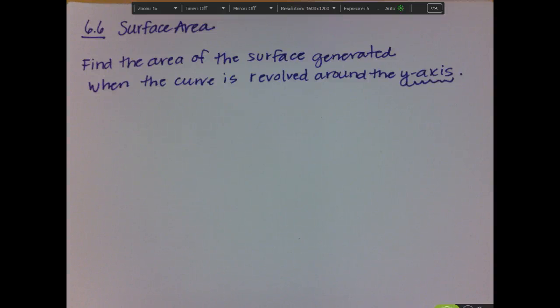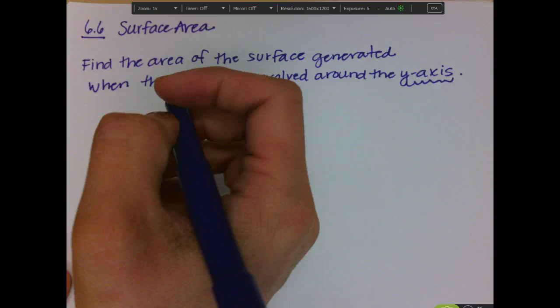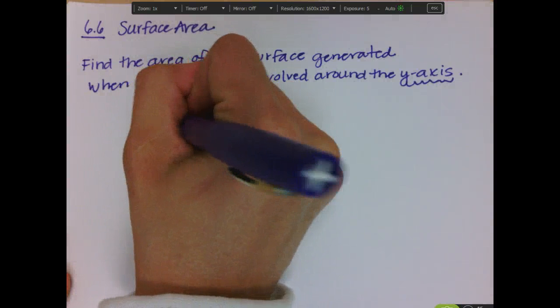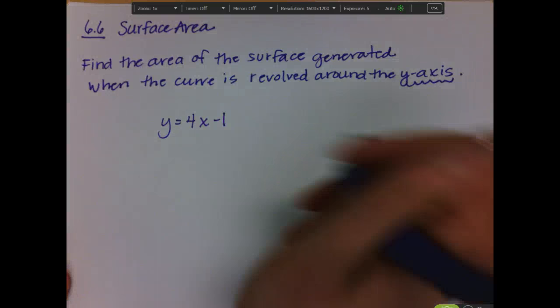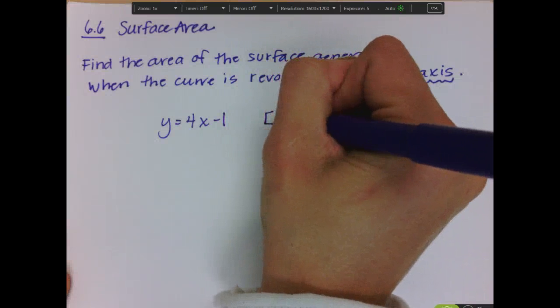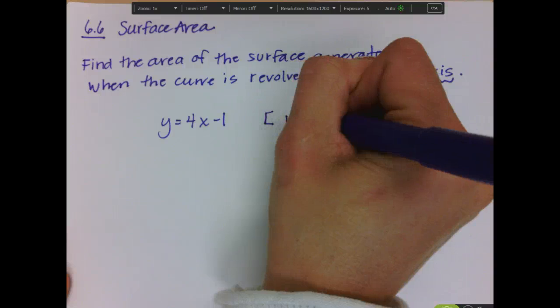Video for section 6.6, finding surface area. We're going to find the area of the surface generated when a curve is revolved around the y-axis. So the example that we're going to do here is the curve y equals 4x minus 1, and we're going to do it over the given interval from 1 to 4.